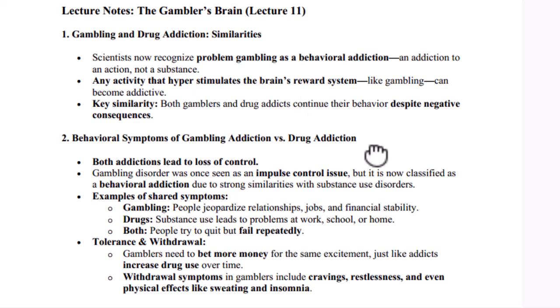The gambler brain. Gambling and drug addiction similarities. Scientists now recognize problem gambling as a behavioral addiction, an addiction to an action, not a substance. Any activity that hyperstimulates the brain reward system, like gambling, can become addictive. Key similarity: both gambler and drug addict continue their behavior despite negative consequences.